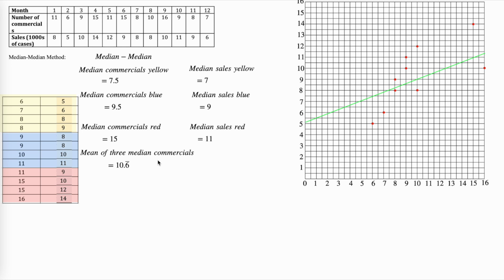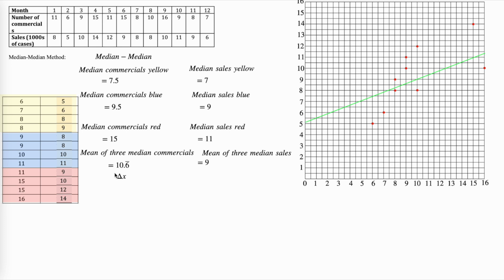The mean of the 3 medians, if we're looking at the commercials, I add those together, divide by 3, that gives me 10.6 repeating. And I do the same thing over here, add them together, divide by 3, that gives me 9. I'm looking for the equation of a line that passes through this point, but has the same slope as a line that passes through the first and last of the medians.